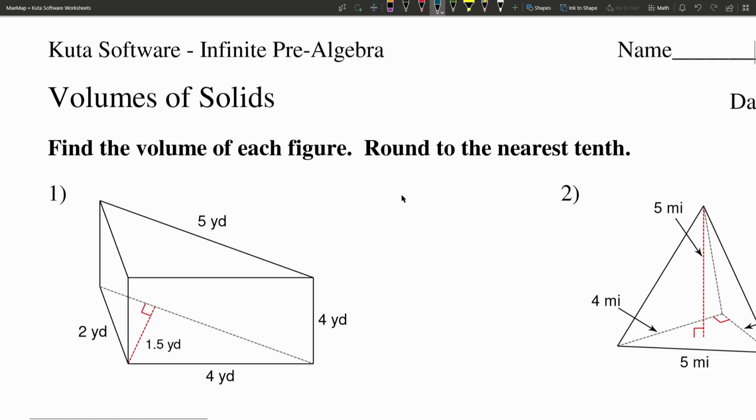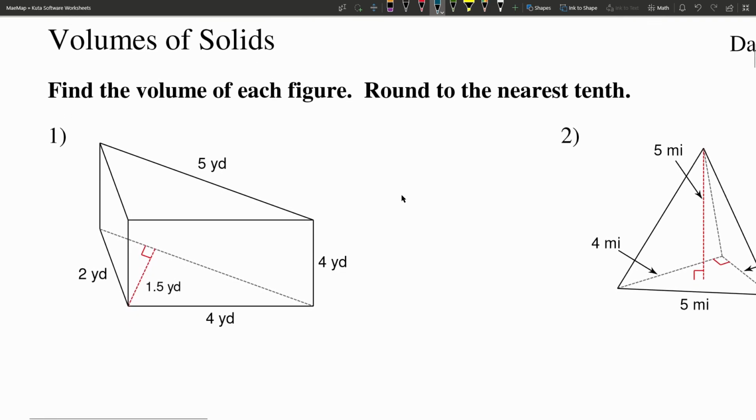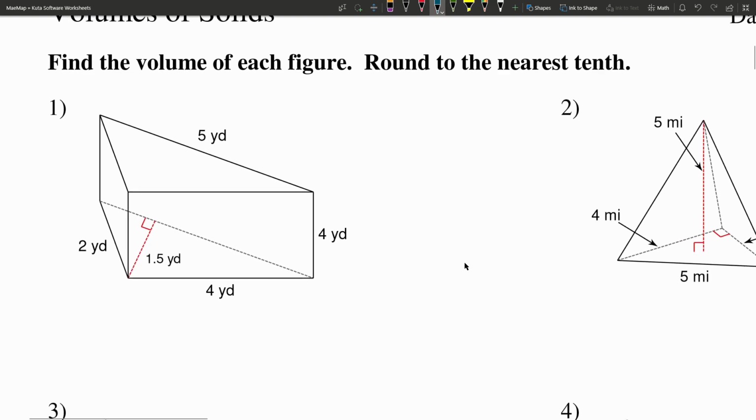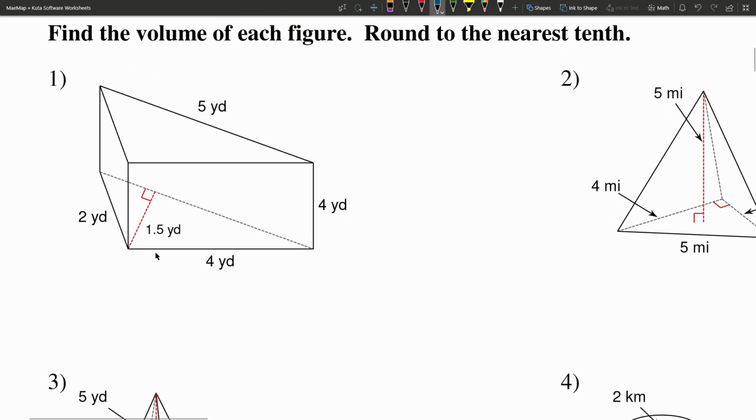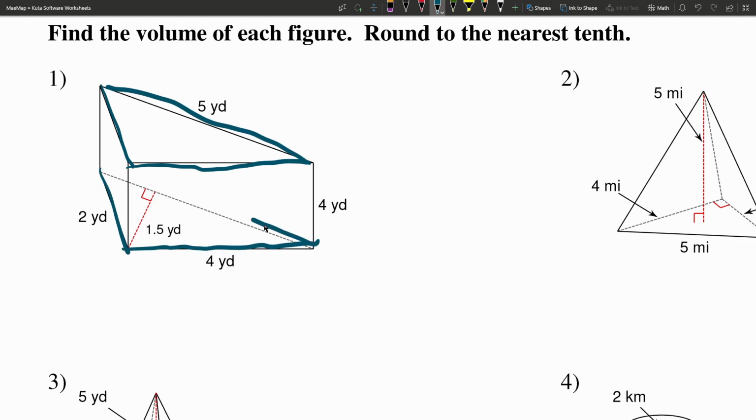Our first set of instructions are to find the volume of each figure, and we're going to be rounding to the nearest tenth. So diving into number 1, let's identify what kind of figure we have. Well, we have a triangular prism, where the base is a triangle and we could extend that in one direction to reach our full figure.